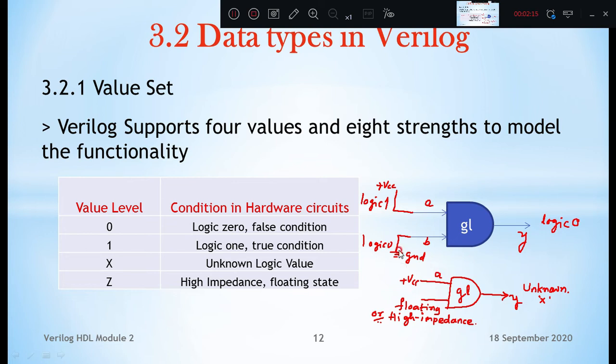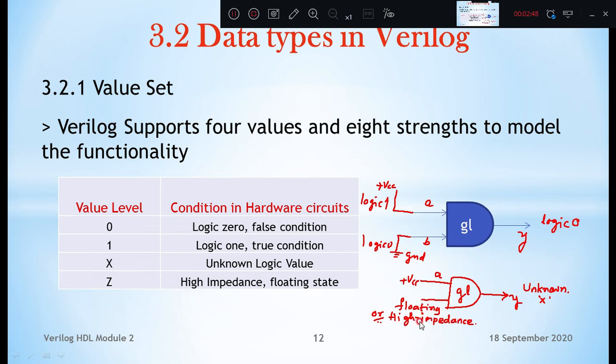If you consider the same two input AND gate as an example and want to analyze the circuit, one of the inputs, A, is connected to plus VCC, same as the first example, and the second input, B, is not connected anywhere. It is not connected to plus VCC or to ground. It is floating. We call it floating. One input is connected to plus VCC, the other input is floating or high impedance.